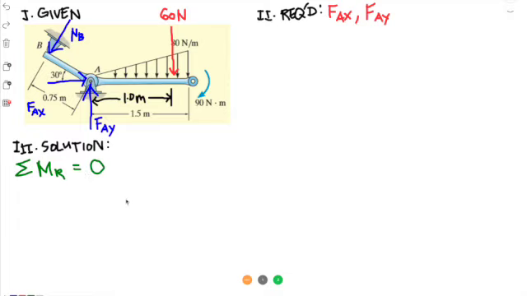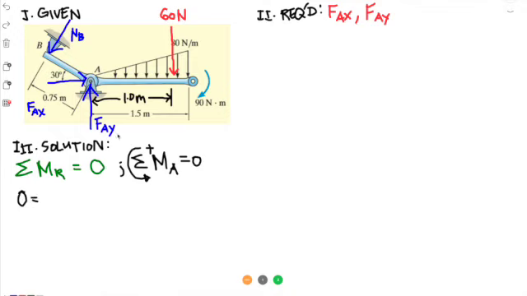Should be equal to 0. So let's take the moment at point A so that we can cancel out more forces, like this one, FAX and FAY. We will be solving for these later on using other equilibrium equations. So this is the summation of moments at joint A, assuming that the counterclockwise moments are positive, should be equal to 0. So take note, counterclockwise moments are positive.